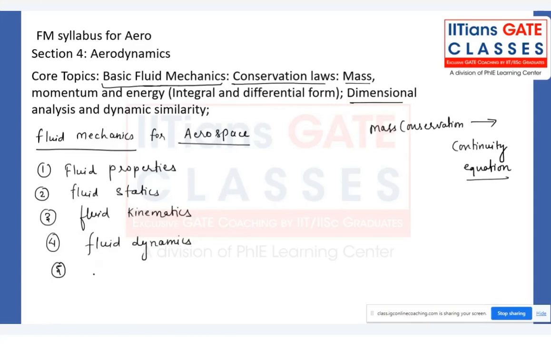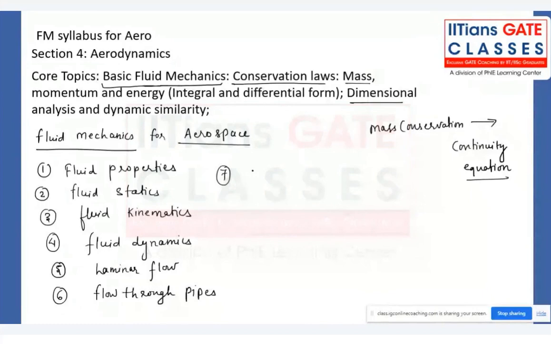The fifth one will be laminar flow. In laminar flow, we will discuss each and every topic separately, case by case. One case will be fluid flowing between two parallel plates, the fluid flowing in a pipe, and of course we have the Couette flow, right? Again, we will discuss each and every topic, but you have to be a little bit patient. The sixth one will be flow through pipes. The seventh one will be dimensional analysis and similarity.